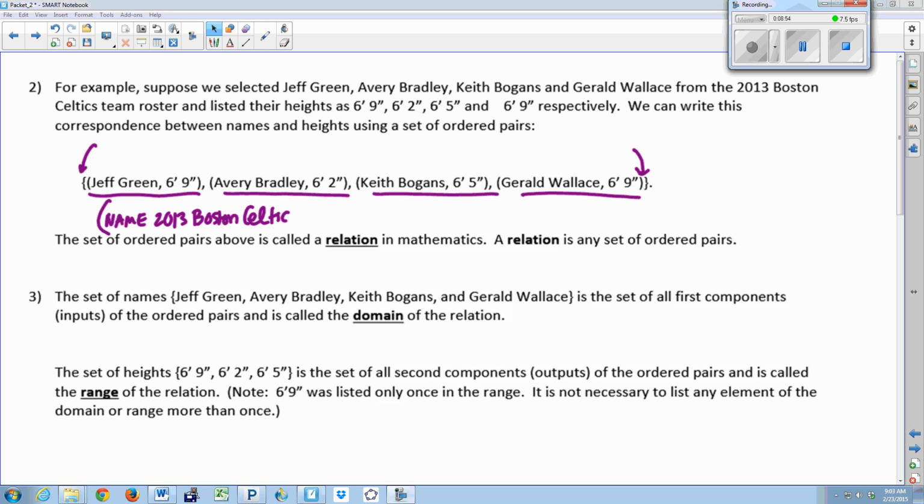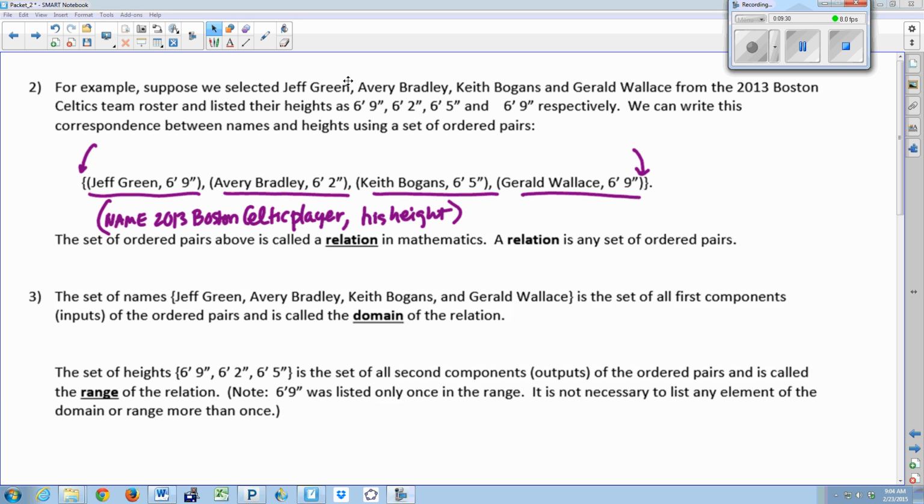That's the first coordinate, is the name of the Celtic player, and then his height is the second coordinate. So this is just a set of ordered pairs, and we just define this to be a relation. It's a set of any ordered pairs. So this is an example of a relation in mathematics. It's just a set of ordered pairs. Nothing special about it. You can create zillions of these, right? Any ordered pairs you want.